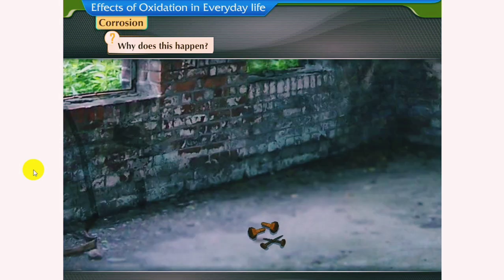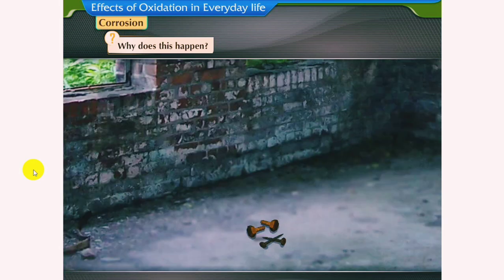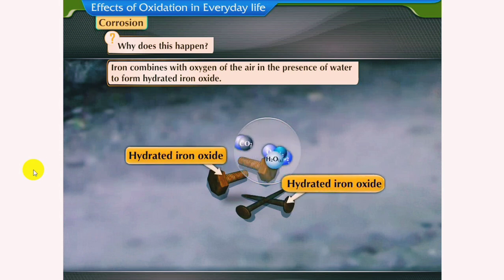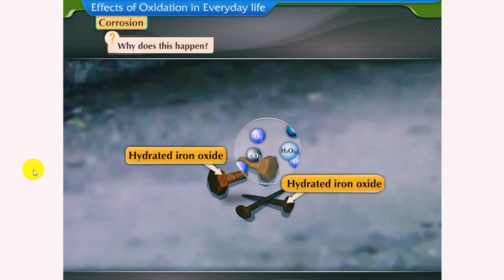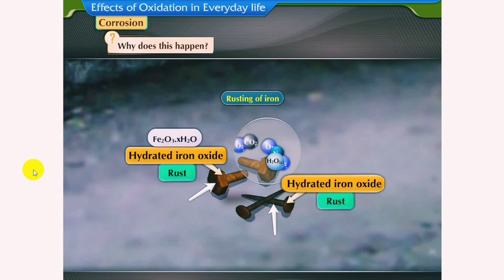When iron nails and iron screws are exposed to moisture, iron combines with oxygen of the air in the presence of water to form hydrated iron oxide. The chemical formula is Fe2O3.xH2O. This process is commonly called rusting of iron. The red layer formed is rust.